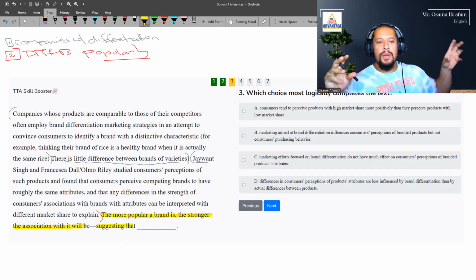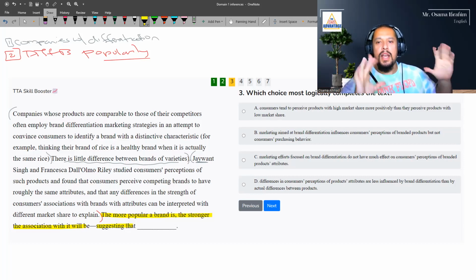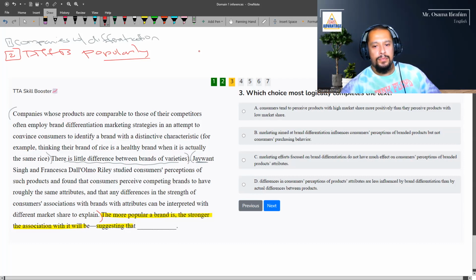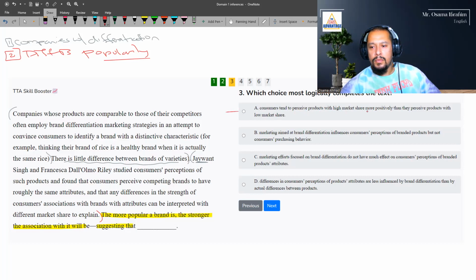Okay, and the second idea, what does it tell us? Well, the differentiation itself is popularity. What can we logically conclude in this text? Check out the answers, Mr. Noor. So, consumers tend to perceive products with high market share more positively than they perceive products with low market share. Yay, nay, or may? Let's say may. Okay, cool.